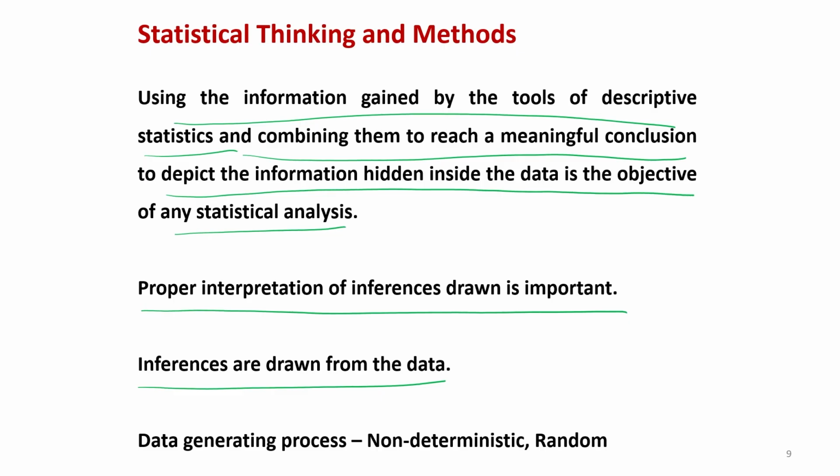When we are talking about the data, it is generated by a process. Whenever we want to study any objective, we try to conduct the experiment, and then based on that experiment, we try to generate the data. Or I will say that there is a process which is governing the experiment, and that process is generating the data. So this data generating process can be non-deterministic or random, right?